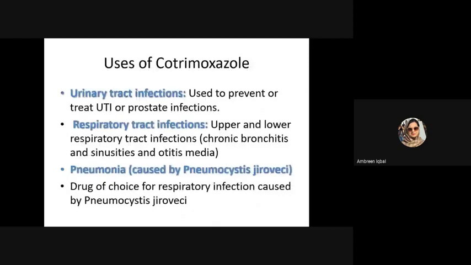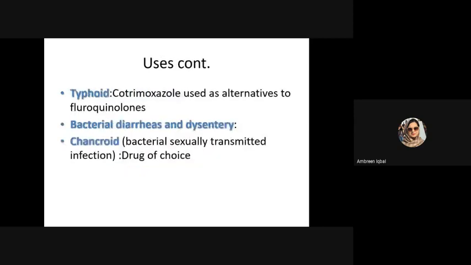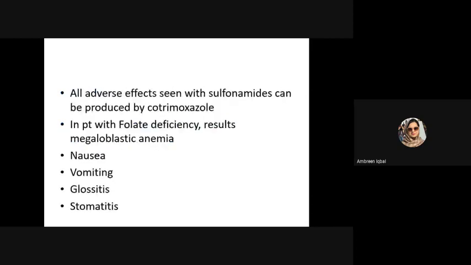Uses: it is used in the treatment of urinary tract infection, respiratory tract infection, and pneumonia by Pneumocystis jirovecii, where it is the drug of choice. It is also used in typhoid, bacterial diarrheas, and dysenteries. And in chancroid, a bacterial sexually transmitted infection, the drug of choice is cotrimoxazole.